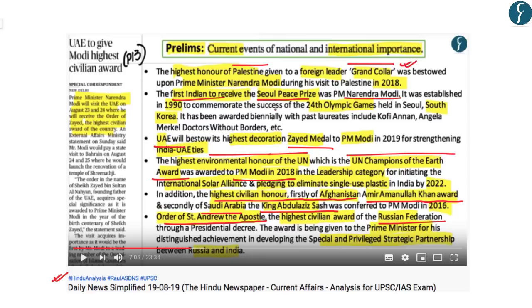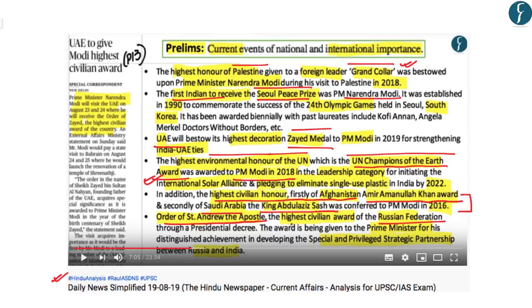Further, Prime Minister Narendra Modi received the Seoul Peace Prize by South Korea and became the first Indian to receive it. Zayed Medal by UAE. Further, the Prime Minister was also honored with the UN Champions of the Earth Award for the initiative of the International Solar Alliance. Further, the highest civilian award by Afghanistan, that is the Amir Amanullah Khan Award, and also by Saudi Arabia, that is the King Abdul Aziz Sash, have also been conferred on Prime Minister Narendra Modi in 2016.